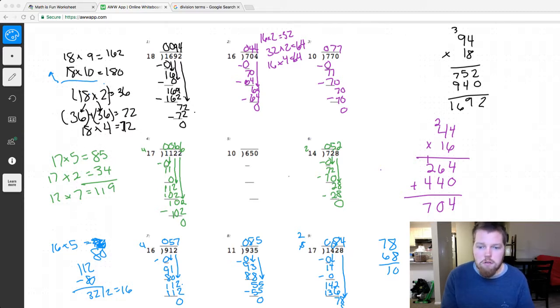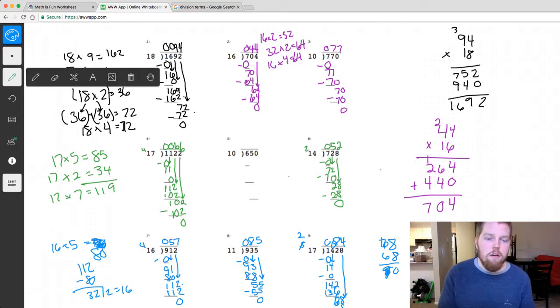Oh, I see what I did wrong. I did 142 minus 136 is 7, but it's 6. So this should be 68. And we got 68 when we multiplied, so the remainder would be 0. Okay. So that's part 2 complete.